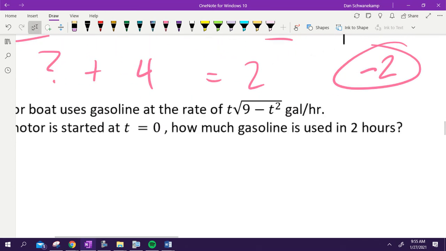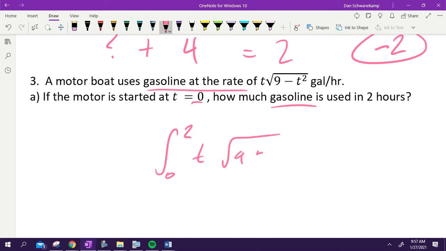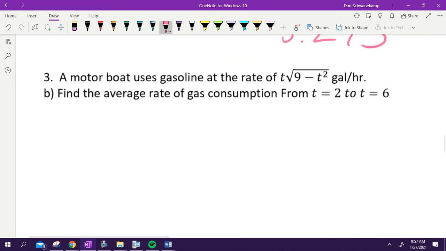Try the next one. Okay, I want to see your setup and I want to see the calculator answer. So break out your calculator. Get me an answer. They told me a rate and asked me how much gasoline I use, so I'm going to integrate. I'm starting at t equals 0. I'm going for 2 hours. So I'm integrating t square root of 9 minus t squared dt. Make sure you can type that in your calculator. 5.273 would have been my answer as I typed it in. Try the next one.